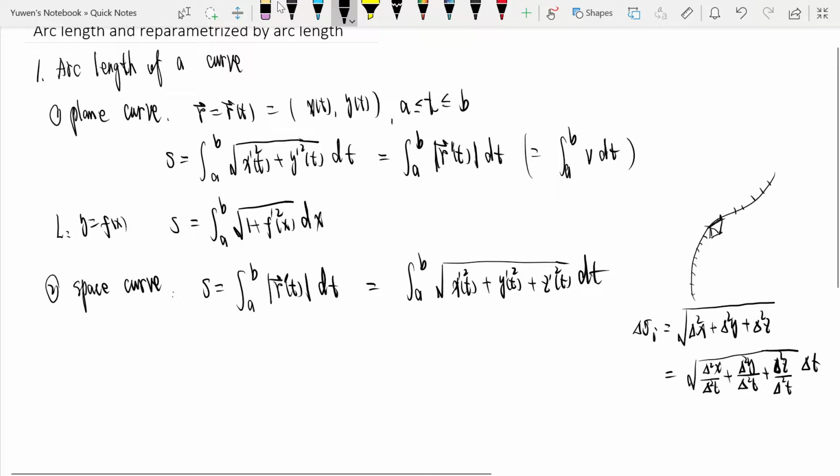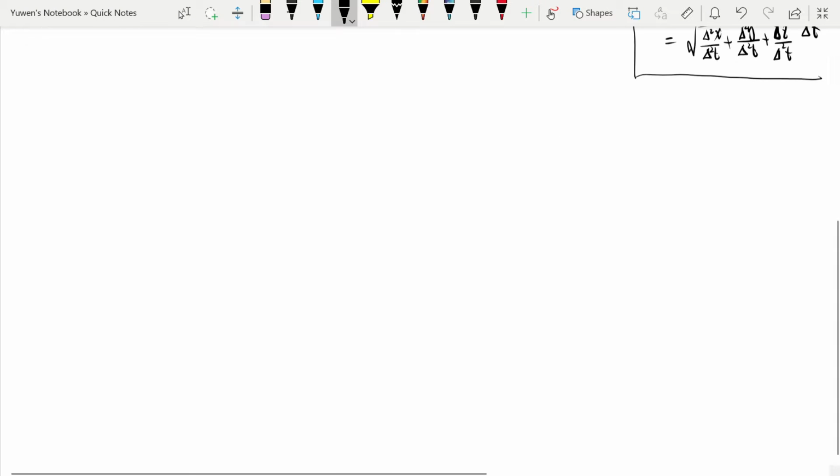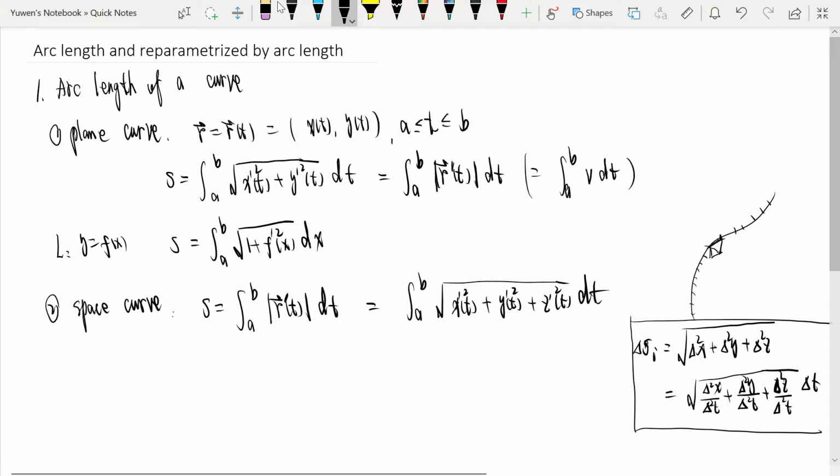So the arc length is the integral. First is the summation of delta s_i, then we add together and take the limit. Let each part tend to 0, so delta t tends to 0. We get this formula. That's the arc length for a space curve.